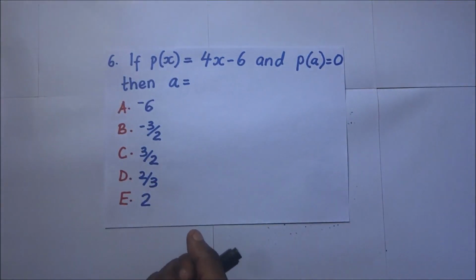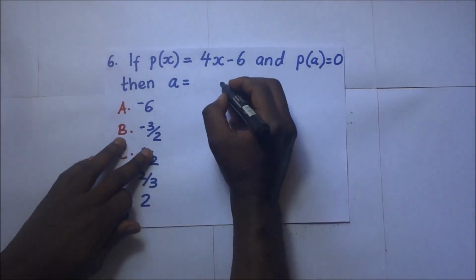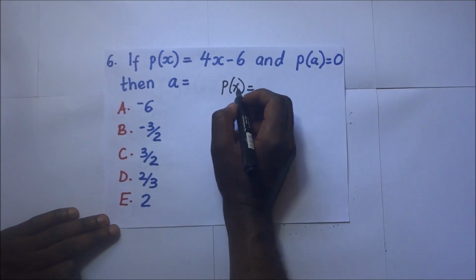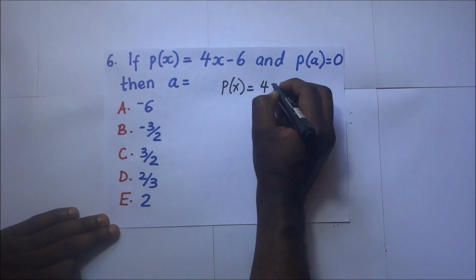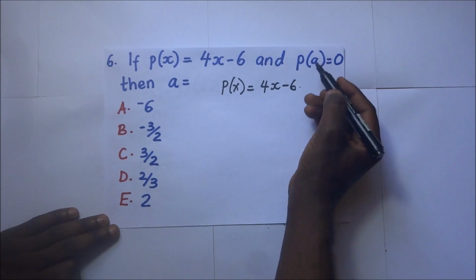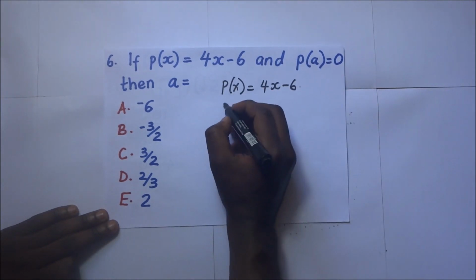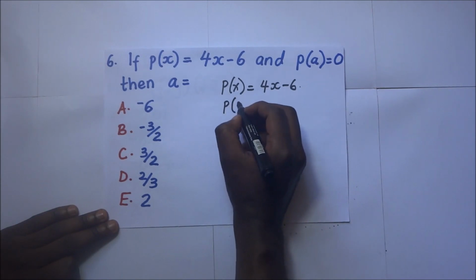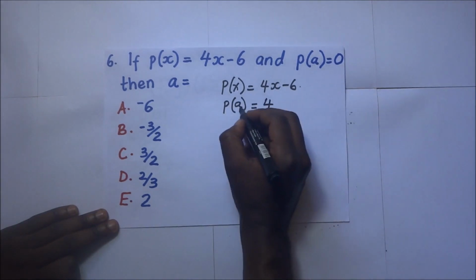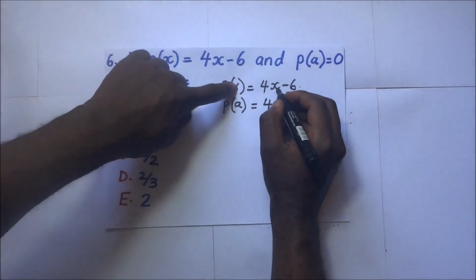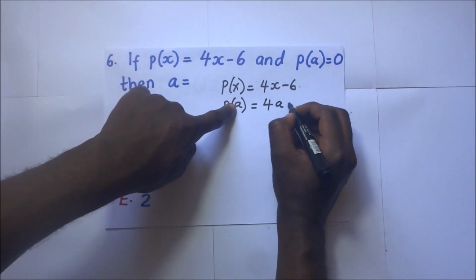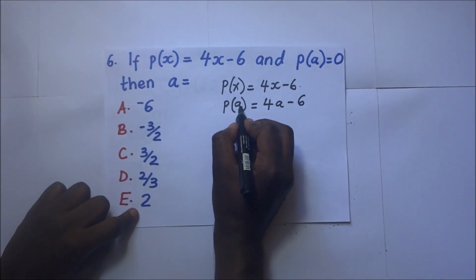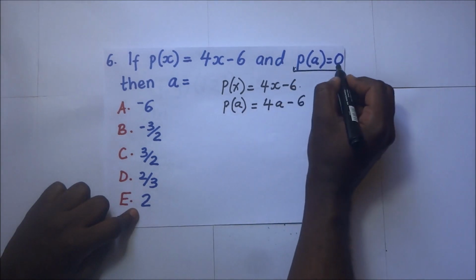So we'll begin by quoting the original expression p of x. P of x, or the function of p where x is the input variable, is given by 4x minus 6. So where x is a, given by 4 times the value of x, where there is x is where we put a, so it's going to become 4a minus 6.